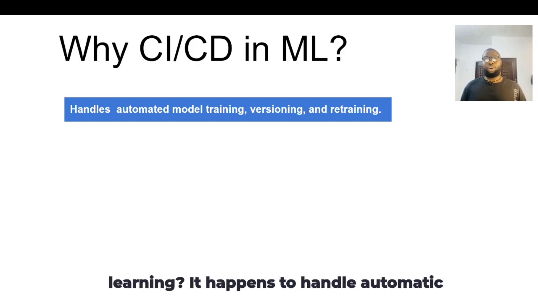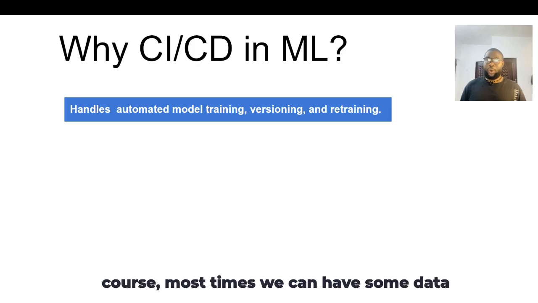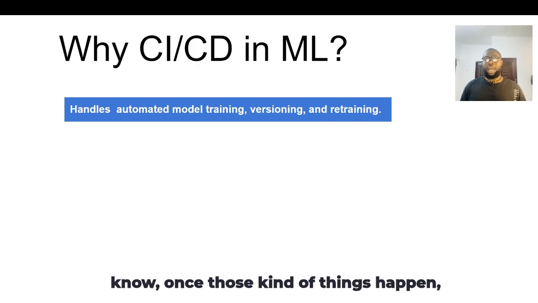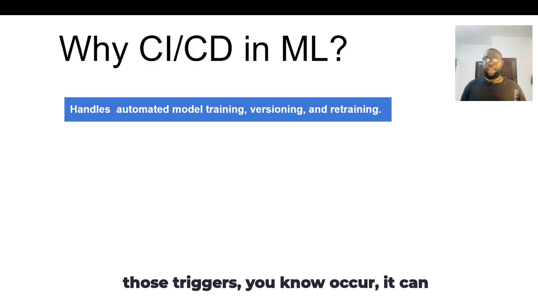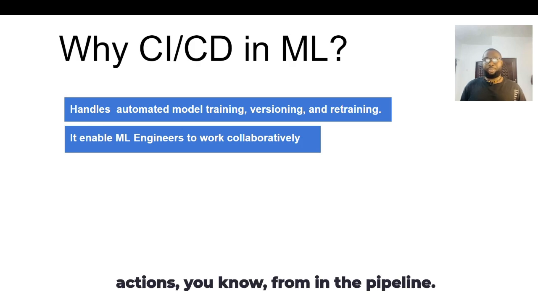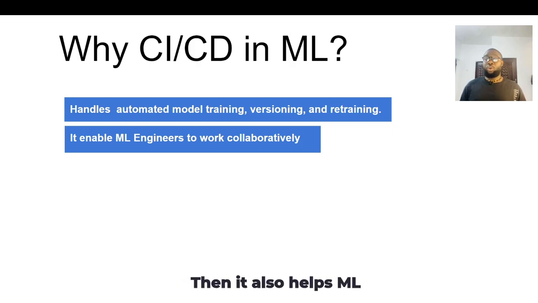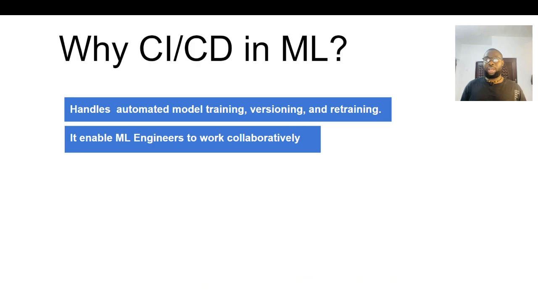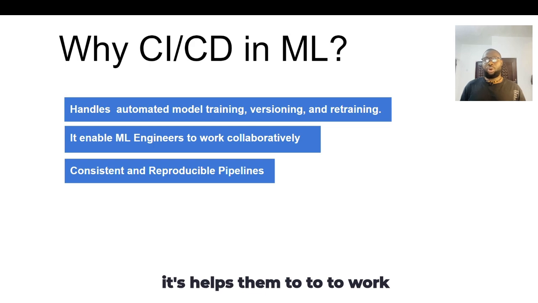It helps us to handle automatic model training, versioning, and retraining. Of course, most times you can have some data changes and you want to retrain the model, so you can have that pipeline set up. Once those triggers occur, it can initiate all these actions in the pipeline. Then it also helps ML engineers work with other teams like data scientists, to work collaboratively, making sure that all their code is in one repository, right?